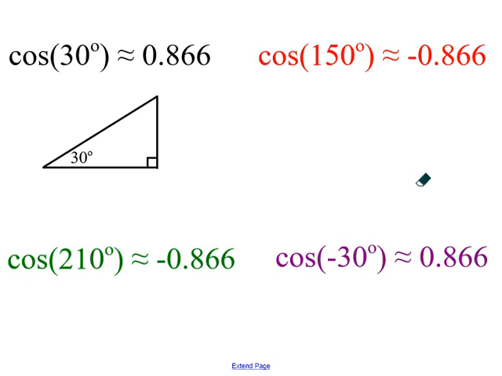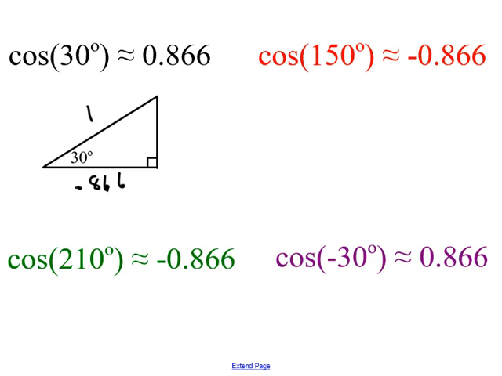We can have things like cosine 30 is 0.866. That should make sense in a way. If I'm doing the cosine of a 30-degree angle, it can fit in a right triangle, and it just means that the adjacent to the hypotenuse is 0.866 to 1. So the adjacent side right here is 0.866, and my hypotenuse is 1.